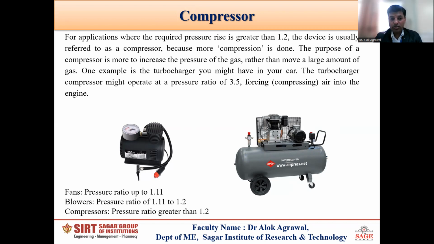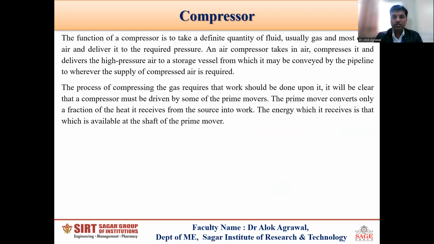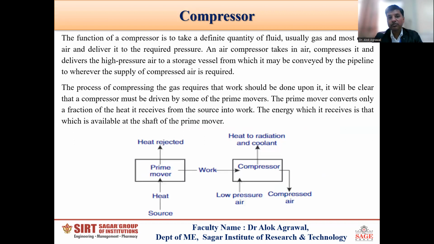Now see how we are categorizing fan, blower, and compressor. Fan: pressure ratio up to 1.11. Blower: pressure ratio varies from 1.11 to 1.2. And if the pressure ratio is greater than 1.2, we call it a compressor. Next is how a compressor works.